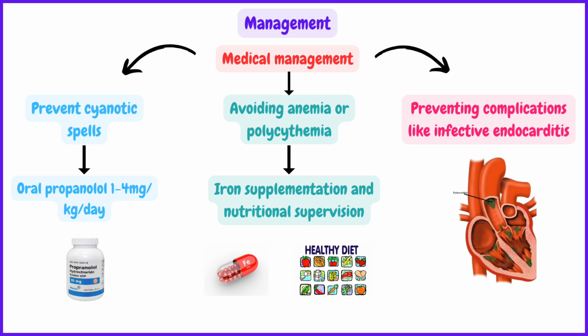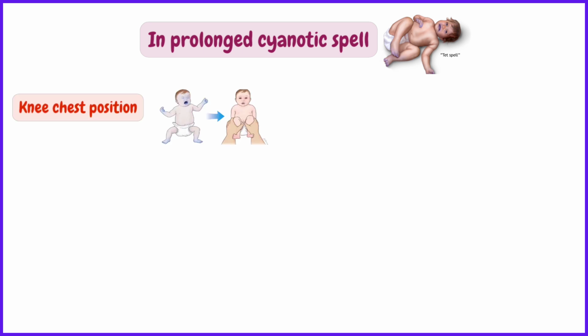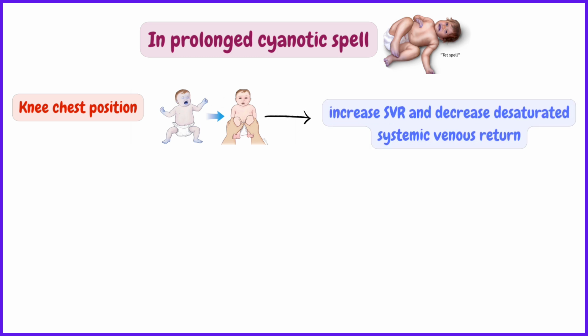A cyanotic spell is usually self-limiting and lasts less than 15 to 30 minutes. But sometimes they can be prolonged and require emergency measures like: hold the child in knee-chest position. This increases the systemic vascular resistance and decreases the desaturated systemic venous return.